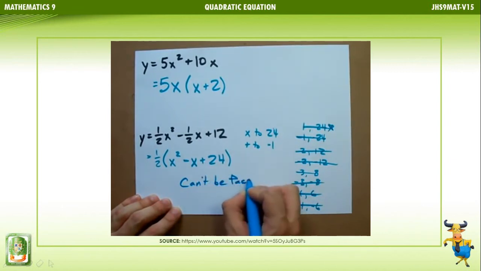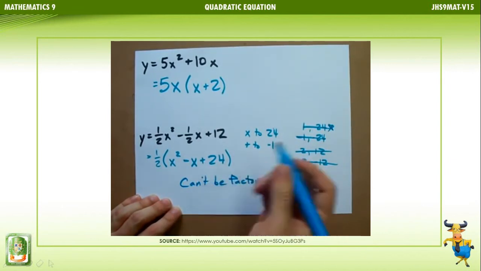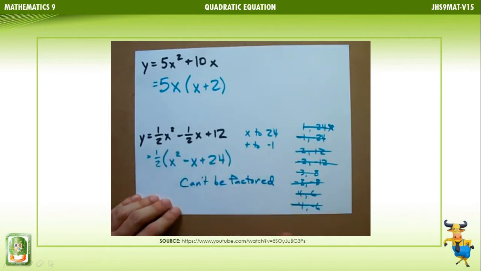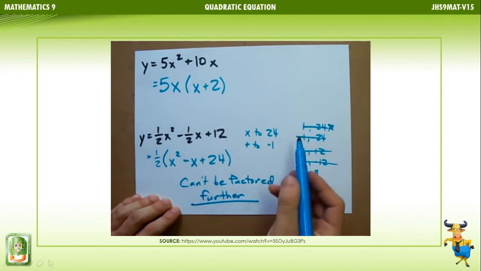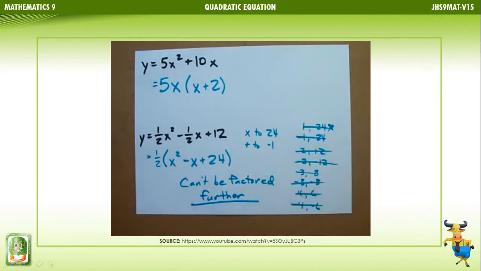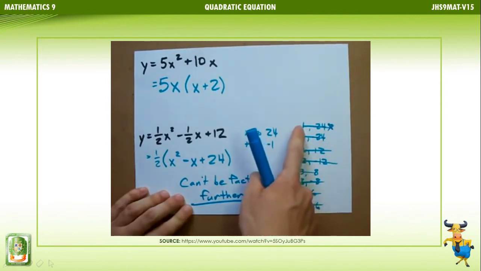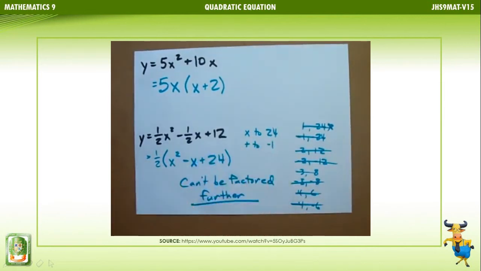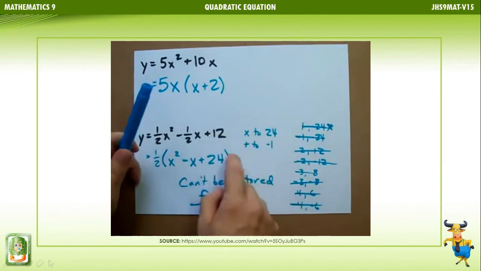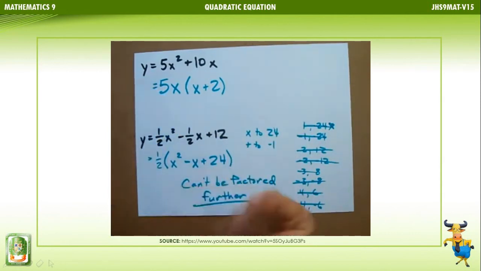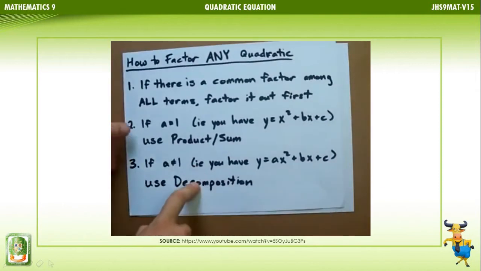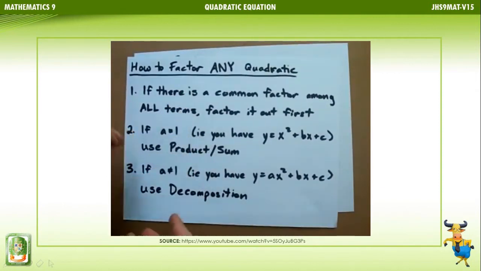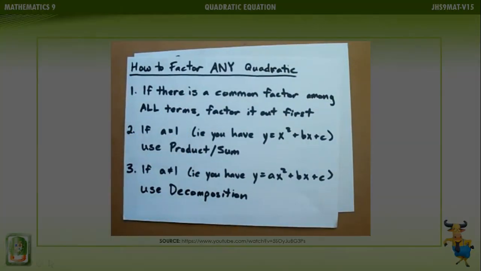And you've got to be on the lookout for that because sometimes you just can't factor things. But before you write a bold statement like "can't be factored further," you should probably run through all the possibilities like I did. These are all the pairs of numbers that multiply to 24, and not a single pair adds to negative 1. That means you can't factor it further. 3-step process. Follow it, be able to factor anything you want.